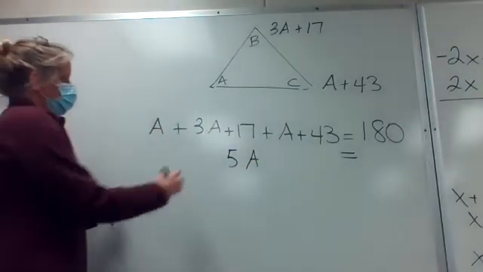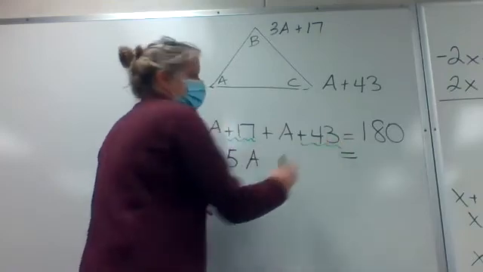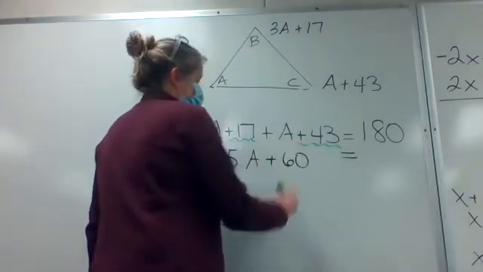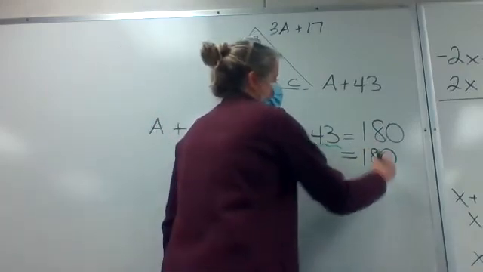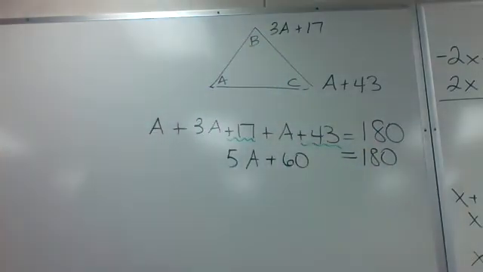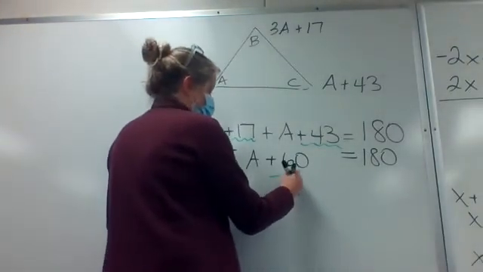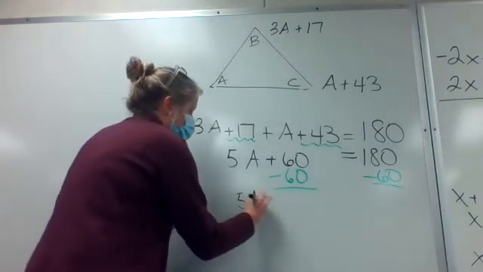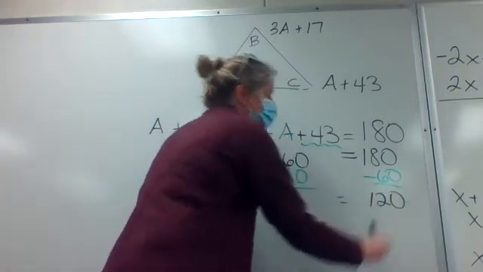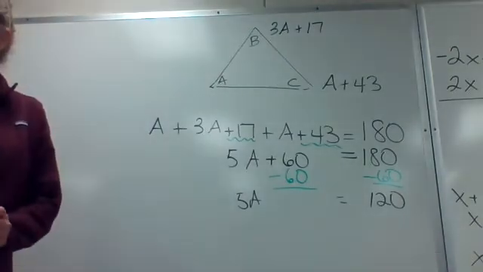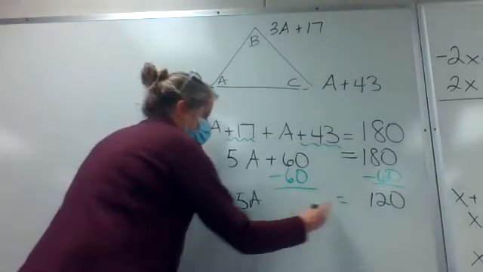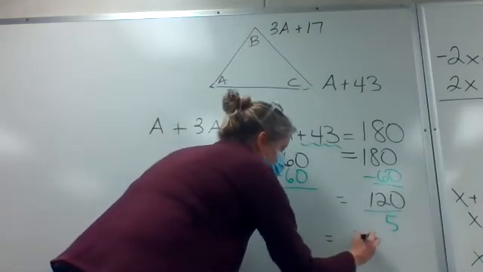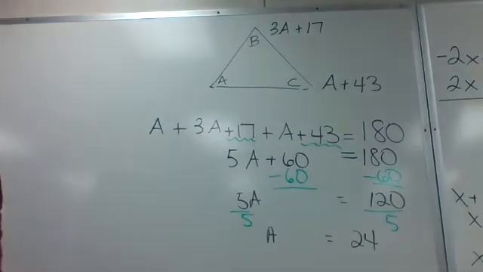I can also put, what else? The 17 and the 43 together. 60. So that's 60. So 5A plus 60 equals 180. Yeah, now you're just getting the A by itself. So subtract the 60 from both sides. So 5A equals 120. Now divide by 5. So A equals 120 divided by 5, which is 24.